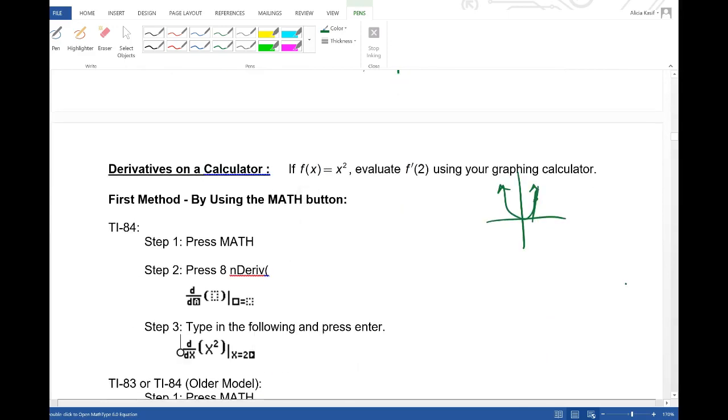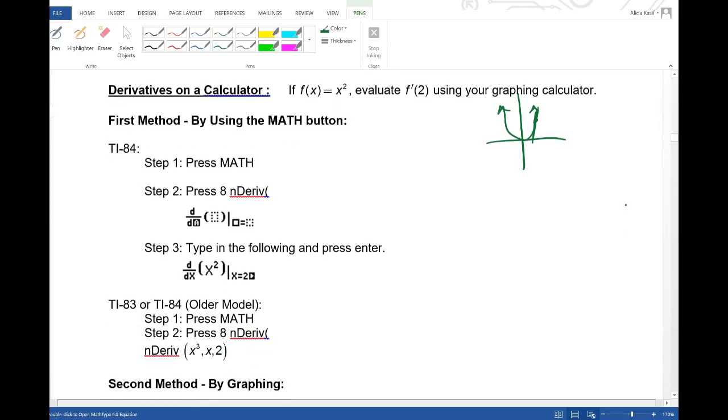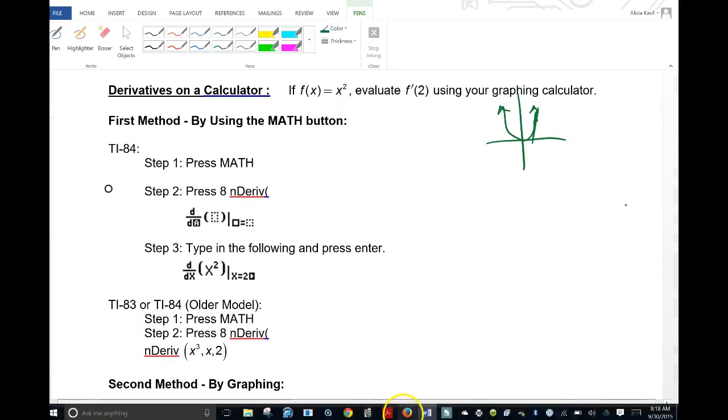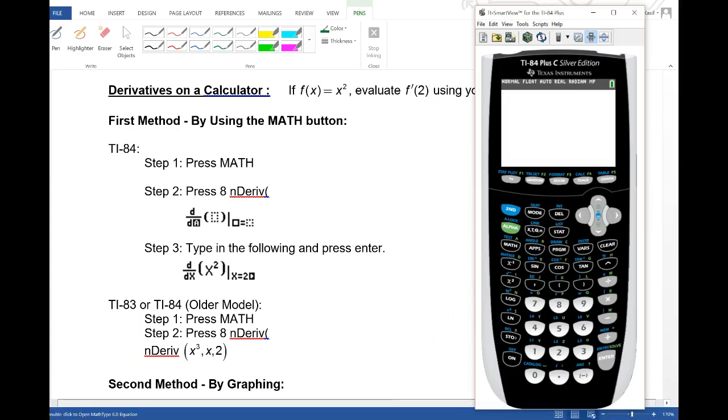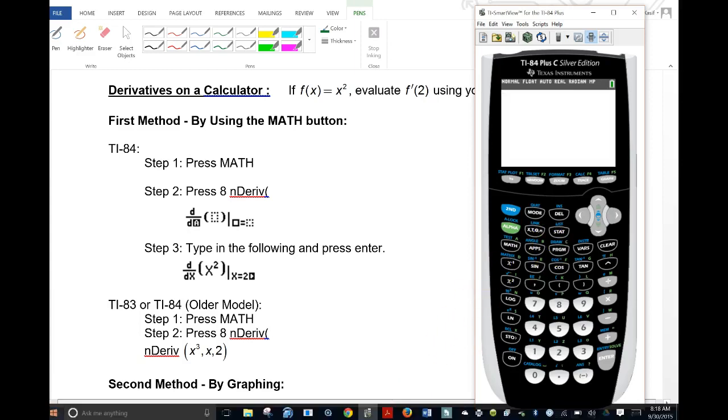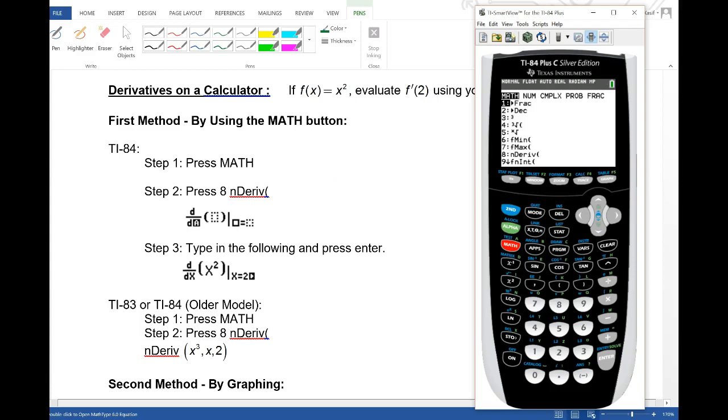Okay, so first thing you could do, if you go to your math button, number 8. So if you see, in this class, we're going to be using number 8 and number 9 a lot. Obviously, this is the derivative. 9 is integral. So we'll use that more later. Okay, so number 8.